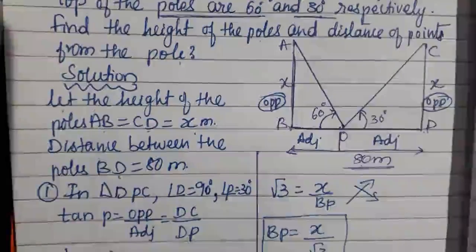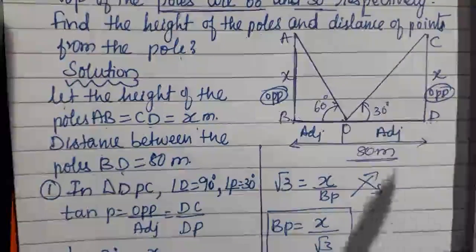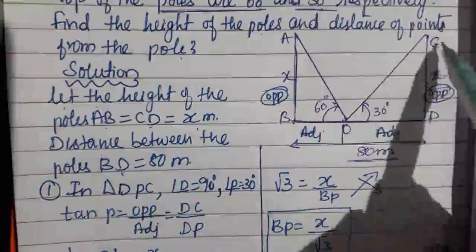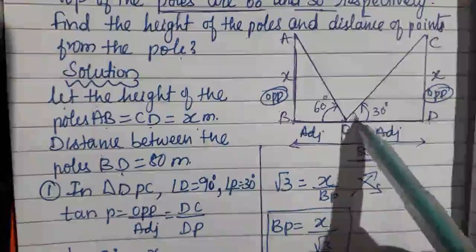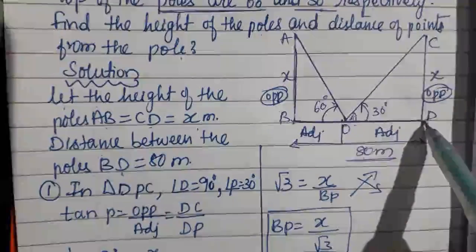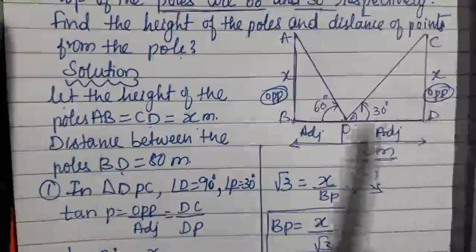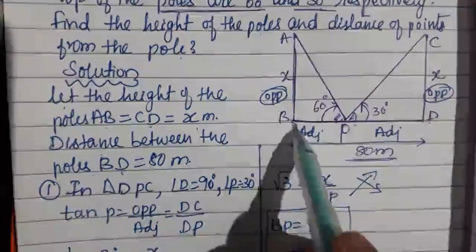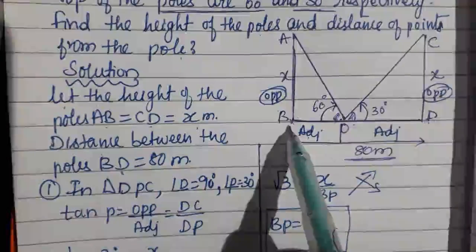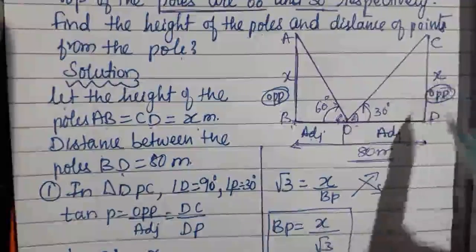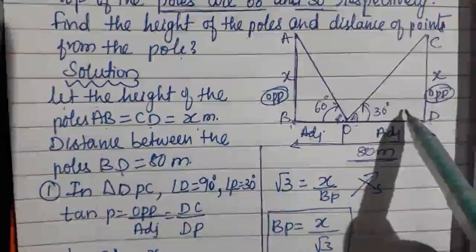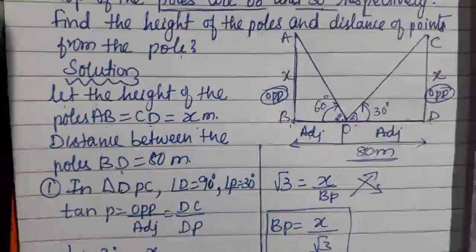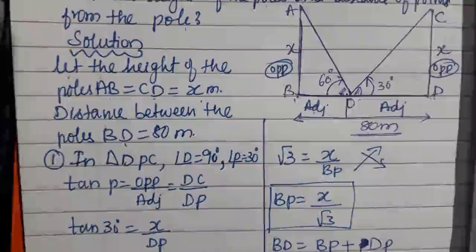Now here we have to consider both the triangles. First I will consider triangle DPC. With reference to angle P, DP is adjacent, DC is opposite. With reference to angle P in triangle ABP, BP is adjacent, AB is opposite. So with reference to opposite and adjacent, I have to solve this sum. Therefore, I need the tan ratio. That is what I am writing in triangle number 1.